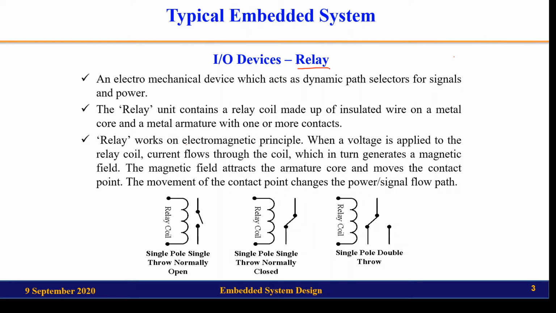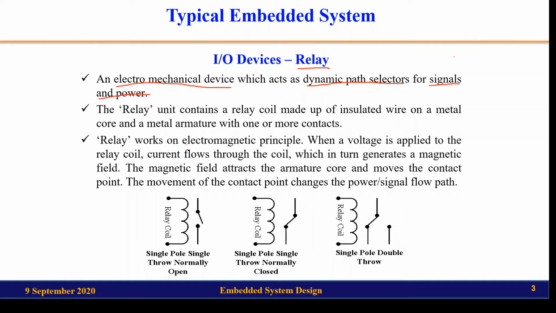So a relay is nothing but an electromagnetic device. It's an electromagnetic device which performs dynamic path selection. It is used for dynamic path selection, and this path selection is for either carrying signals or power. So this is an electromagnetic device which forms a dynamic path for signal or power.